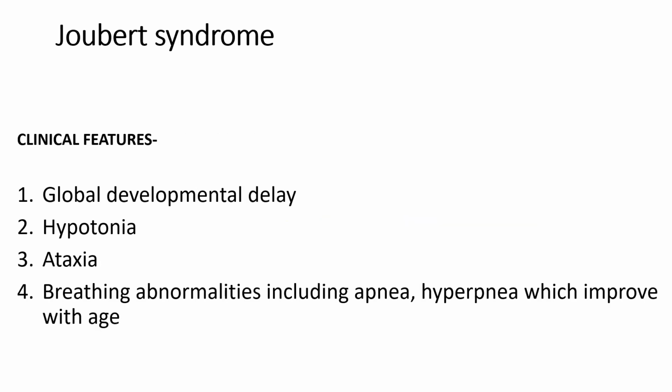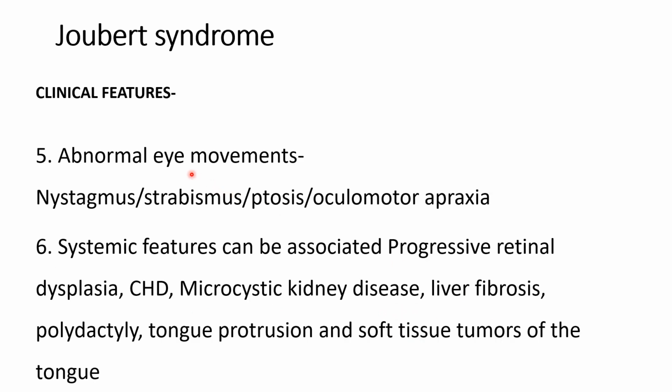So what are the characteristic clinical features in this syndrome? The patient will have global developmental delay, hypotonia, ataxia, and breathing abnormalities like apnea and hyperpnea, which improve with age. Abnormal eye movements like nystagmus, strabismus, ptosis and oculomotor apraxia. Other congenital malformations such as progressive retinal dysplasia, CHD (congenital heart disease), microcystic kidney disease, liver fibrosis, polydactyly, tongue protrusion and soft tissue tumor of the tongue can be there in this syndrome.